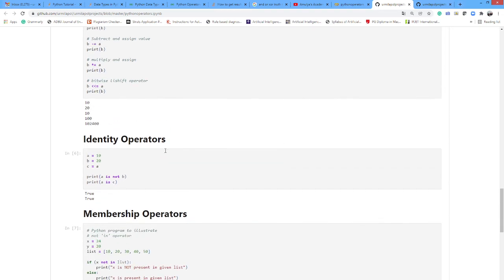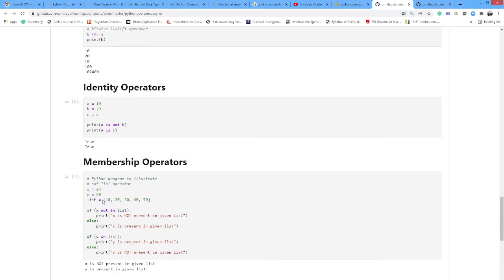Like that, identity operators. A is not B, and A is C. A is equal to 10, B is equal to 20. A is not B, it is true. And A is C, because A and C are equal, therefore it gives true.